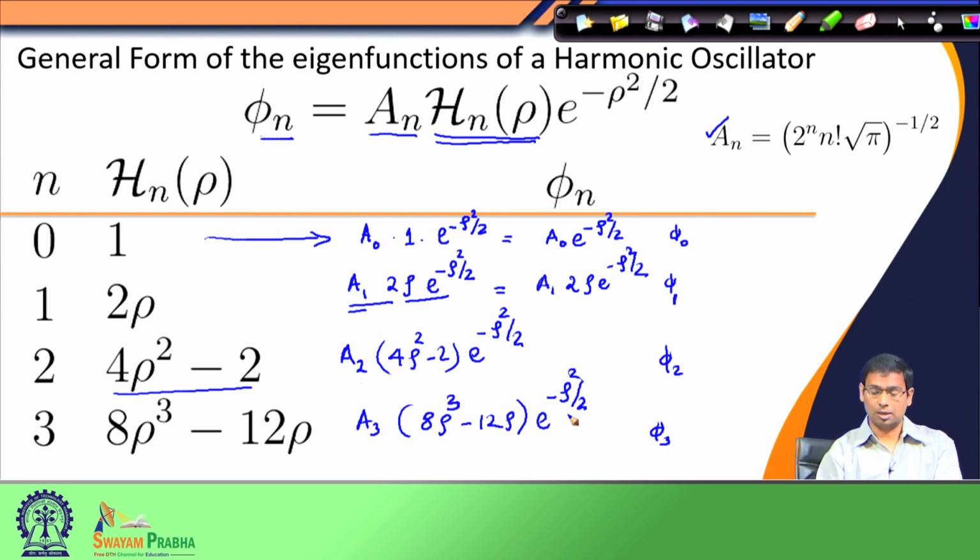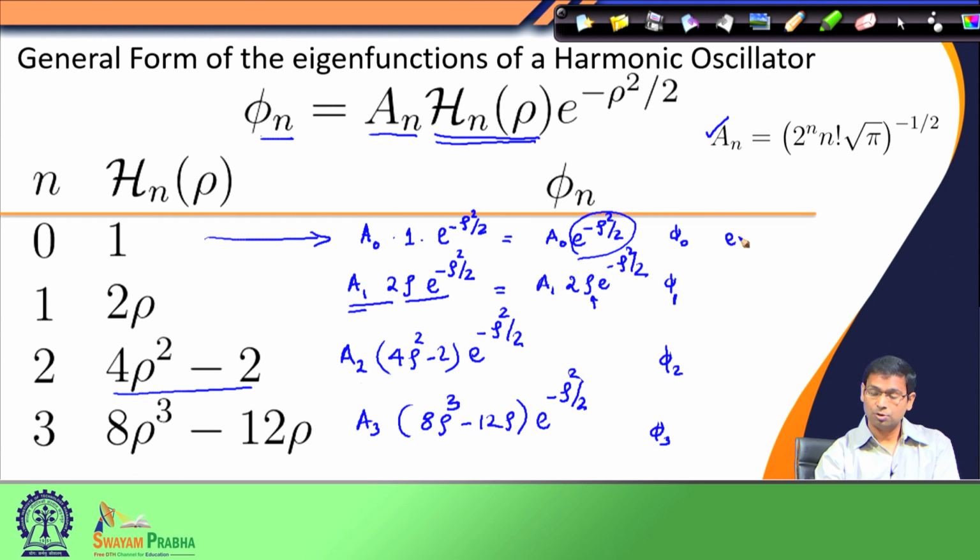One more thing you can see here is that the lowest eigenfunction of harmonic oscillator has only the Gaussian function, which we already have discussed is an even function. When you look at the second eigenfunction phi 1, you see that this has e to the power minus rho square by 2, the Gaussian function, which is an even function, but it is multiplied by rho, which is an odd function. When you multiply an odd function and even function, you actually get an odd function.